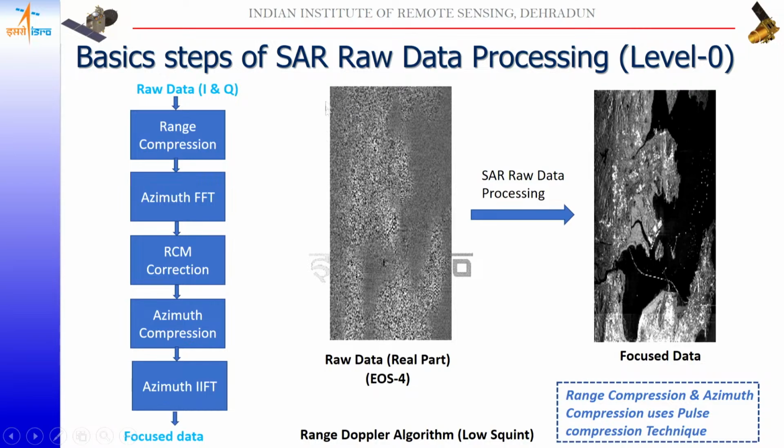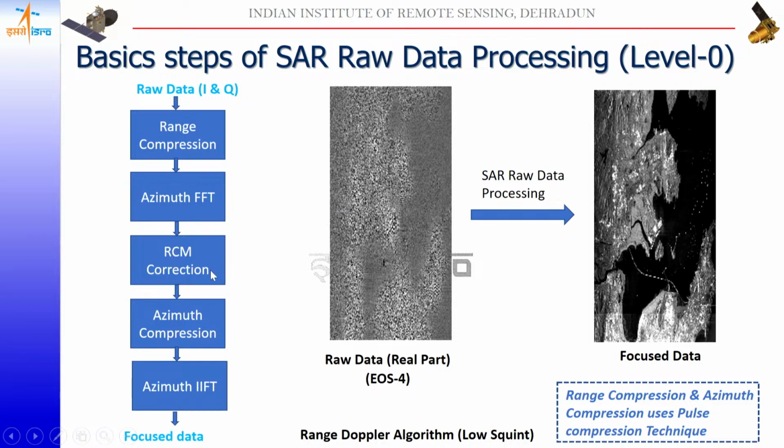But in the case of the azimuth direction, with the motion of the SAR and due to the Doppler effect, a natural LFM is formed in the azimuth direction. That LFM is also compressed by using the pulse compression technique. So we have to apply the pulse compression technique in the range direction and also in the azimuth direction.